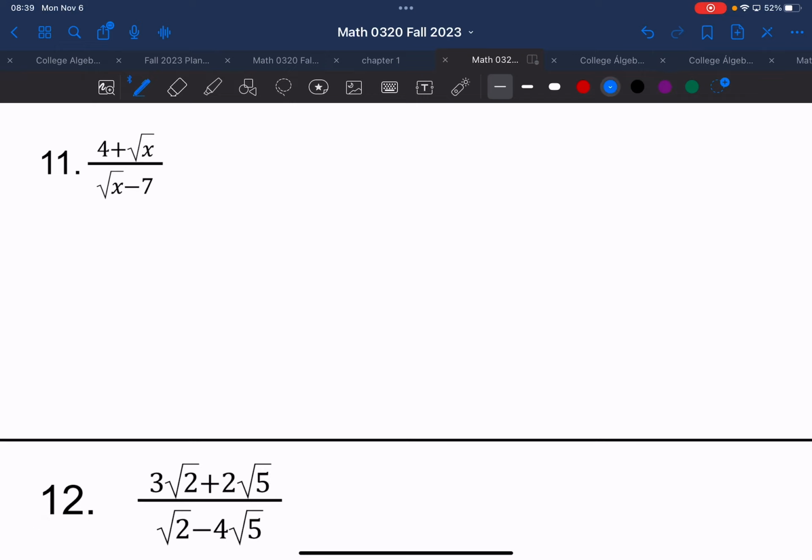So looking at number 11, what's the conjugate of the denominator? Correct. So we're going to multiply both sides by the square root of x plus 7. But what do we notice about the numerator in this problem? Does it have one term or two? Two. So that means instead of using the distributive property, we're going to have to use what? FOIL.